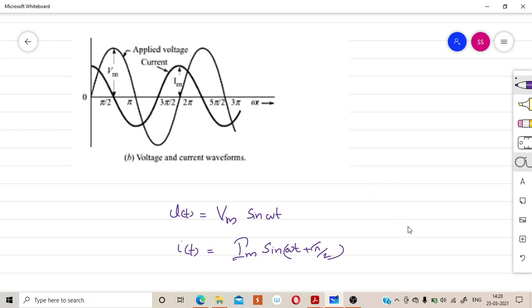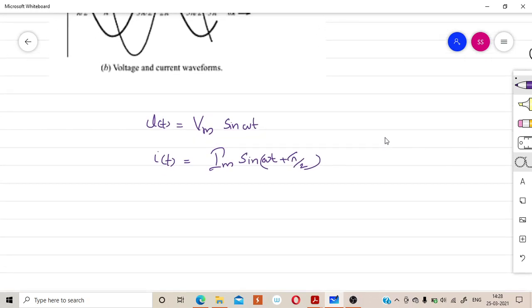Now I'm substituting for omega t. I'm taking omega t along the x-axis, and the V and I values on the y-axis. So omega t, that means theta.